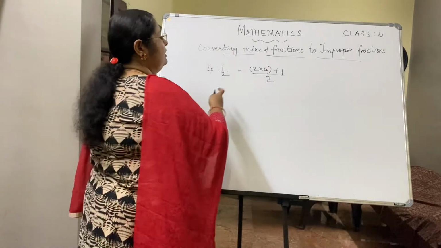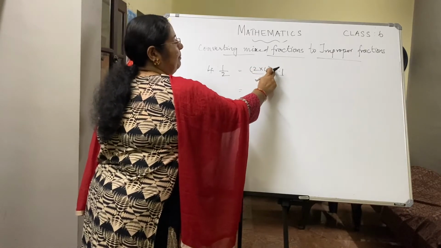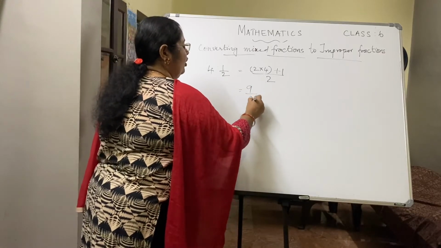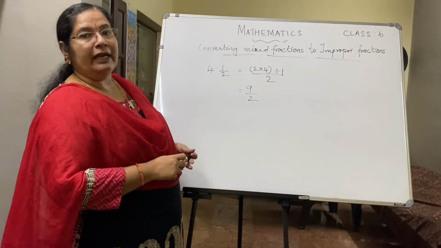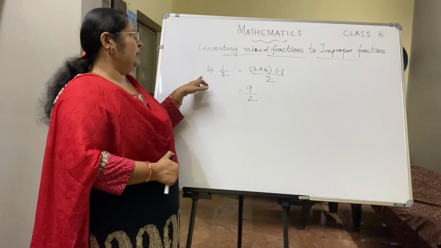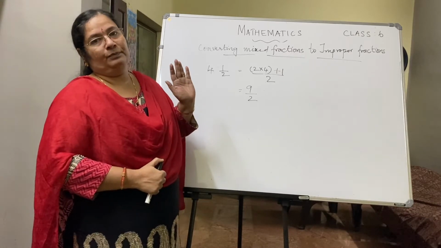So what is 2 into 4? 2 into 4 is 8, plus 1, 9. So the numerator is 9, the denominator is 2. So 9 by 2 is the improper fraction which is equivalent to the mixed fraction 4 1 by 2.